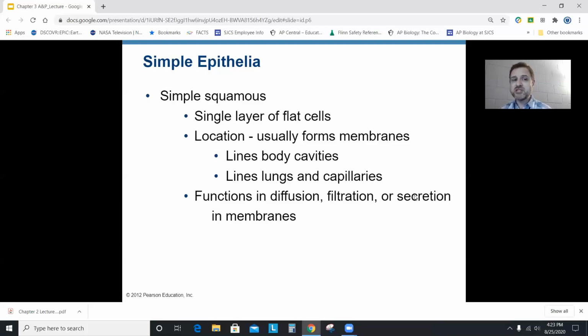So think about a screened-in porch. The screen is a membrane, or it is a barrier. It does keep bugs out. It keeps things out. It keeps things in. But it's a very porous barrier, so things can go through it pretty easily. So functions like diffusion, getting things in, filtering things out, the screen can be a great filter. Secreting things out.